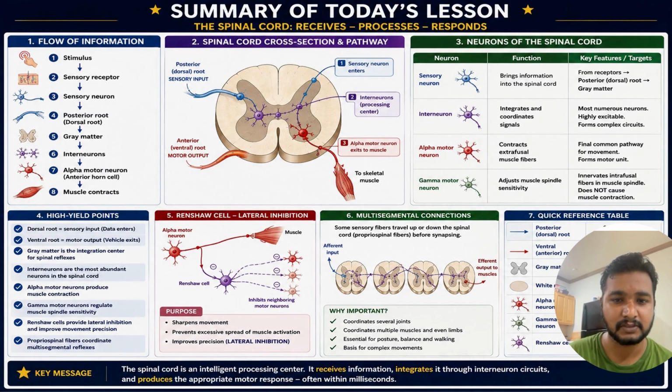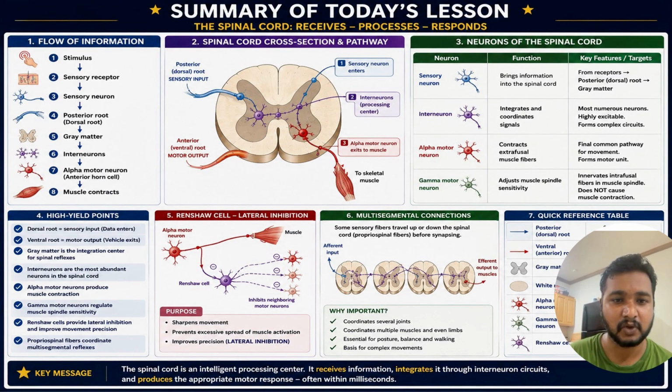Congratulations! We've now built the foundation of spinal cord motor physiology. Let's quickly summarize what we've learned today. First, we learned that the spinal cord is not just a pathway between the brain and the body. It is an intelligent processing center that receives information, processes it, and produces the appropriate motor response.